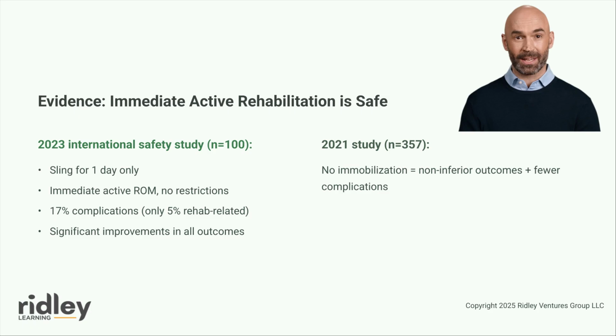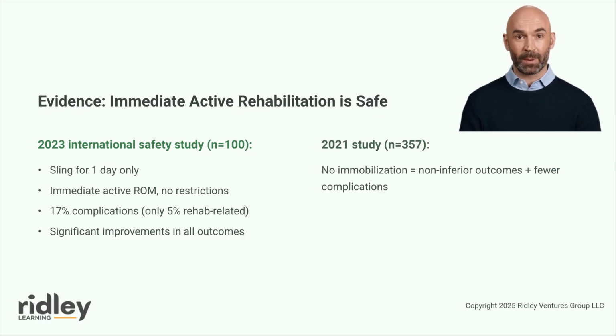These findings demonstrated that immediate, active rehabilitation is safe and effective for appropriately selected reverse arthroplasty patients, particularly when the subscapularis is not repaired. A large comparative study published in 2021 evaluated 357 reverse arthroplasty patients randomized to accelerated rehabilitation protocols with no immobilization, 3 weeks of sling use, or 6 weeks of sling use.